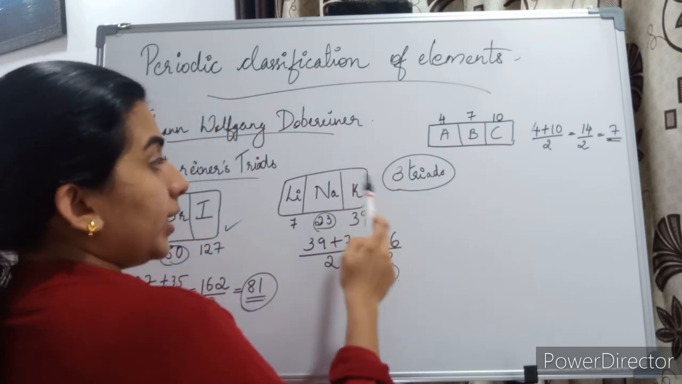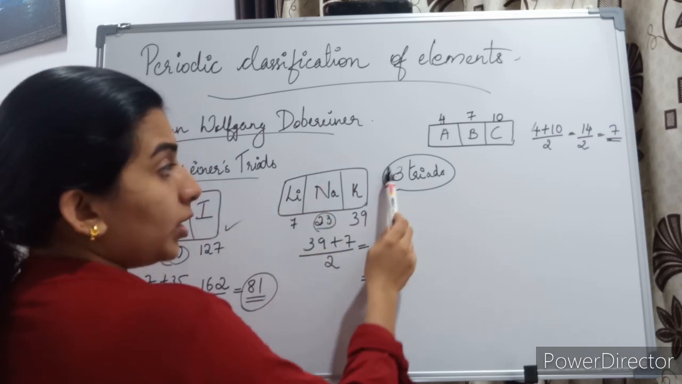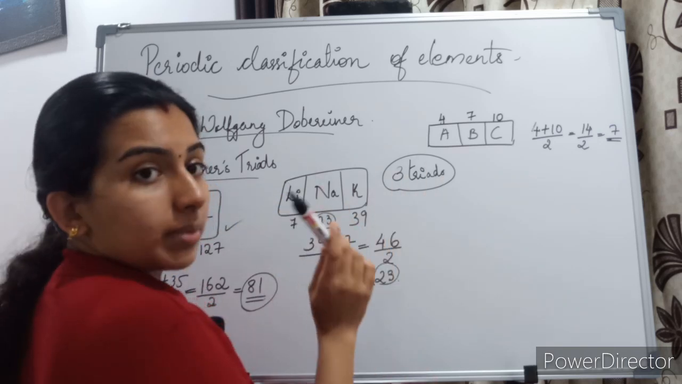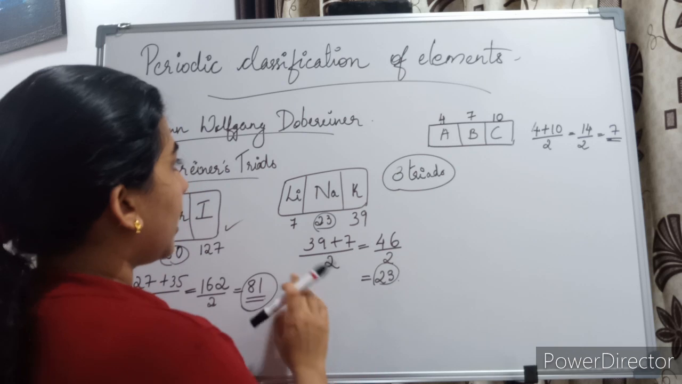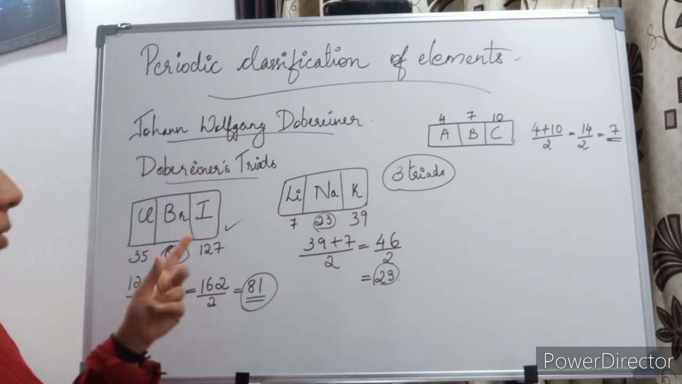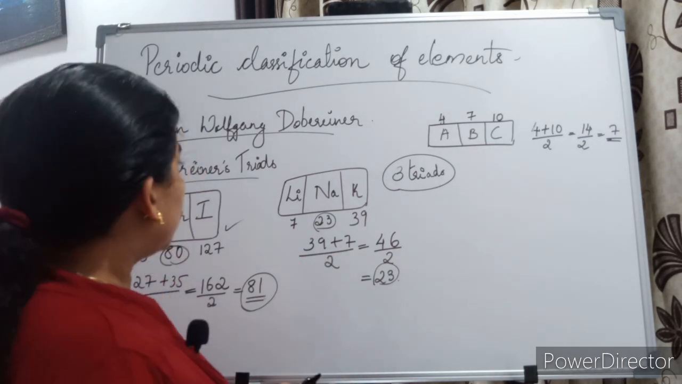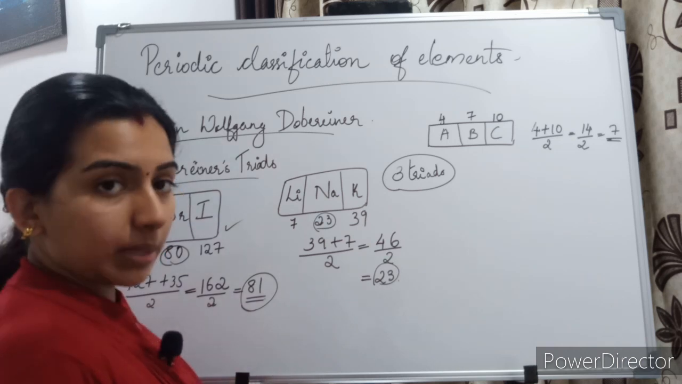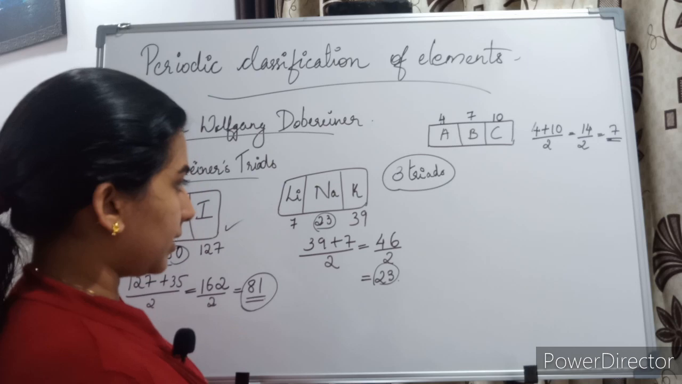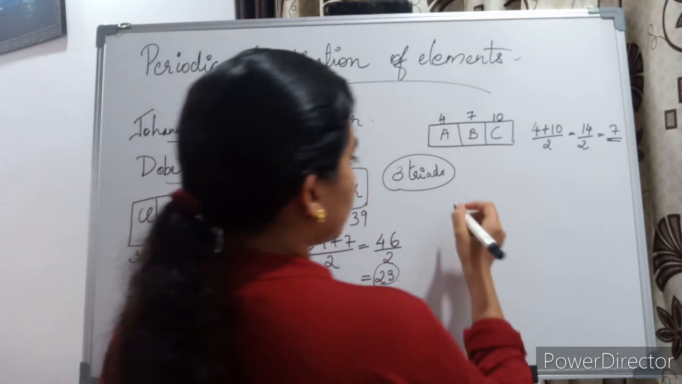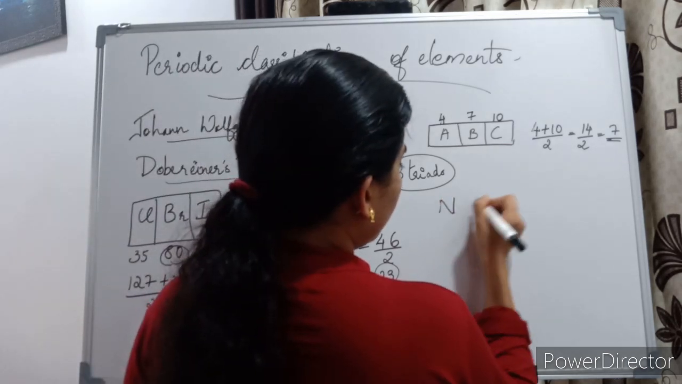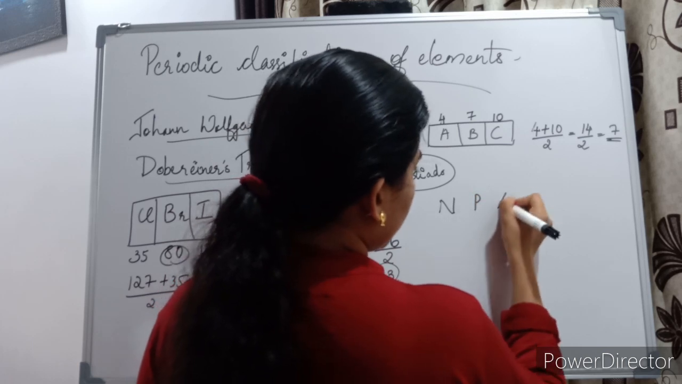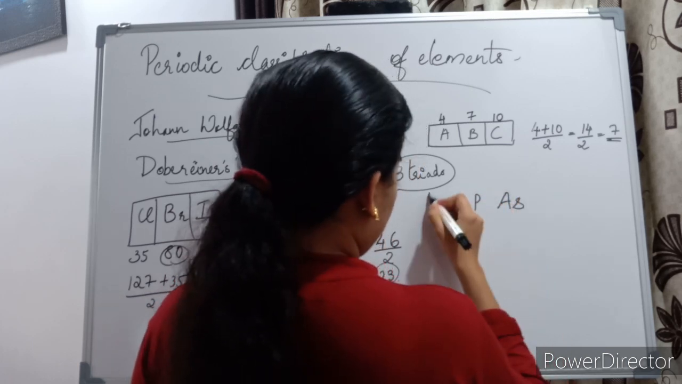So he could only find three triads from the elements of that time, and the other elements could not form a triad using Dobereiner's law. That was a very big limitation of Dobereiner's triads. For example, nitrogen, phosphorus and arsenic.